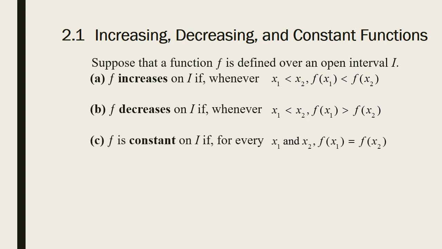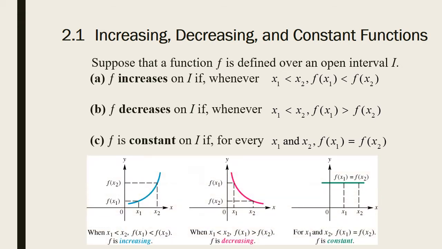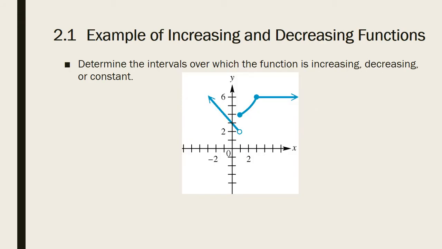F is constant on I for every x1 and x2 where f of x1 equals f of x2. Constant just means that every x value gives you the same y value. In other words, an equation like f of x equals 2 would be constant, and the graph would be a horizontal line. And there are the examples: increasing, decreasing, and constant. All right, we're going to determine the intervals over which the function is increasing, decreasing, or constant. Be sure to write your answers in interval notation. Pause the recording to give this a try and resume the recording to check your answer.